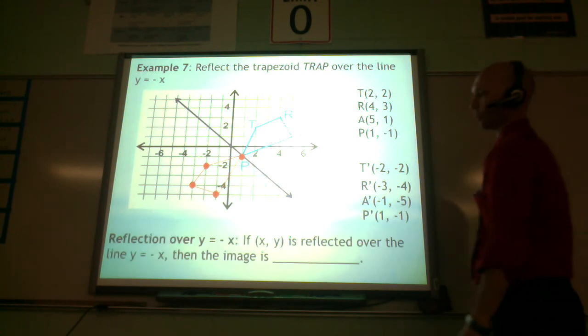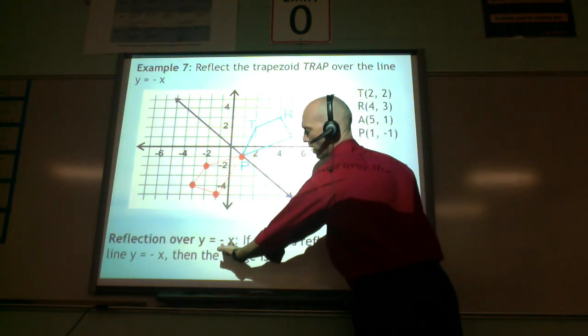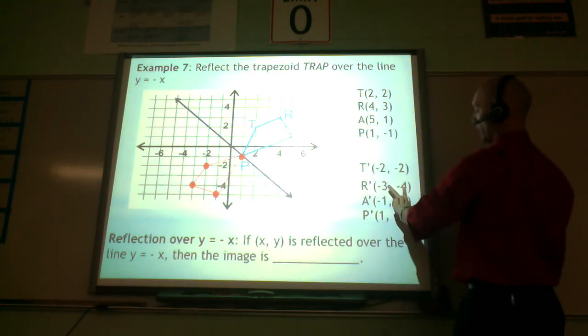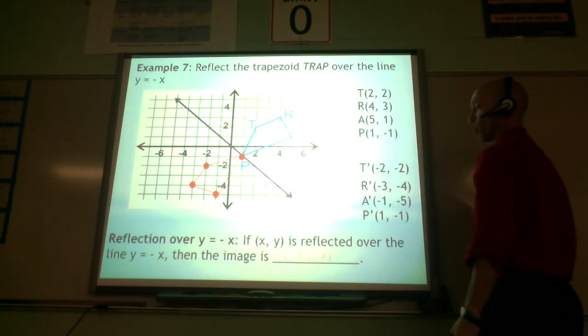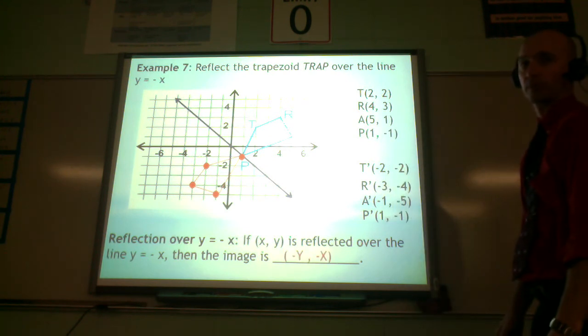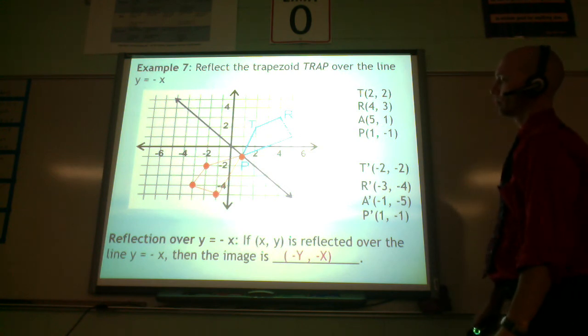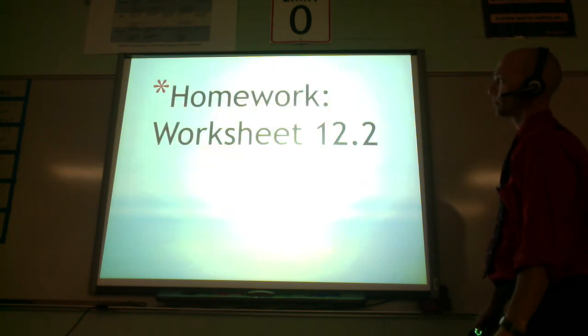Okay. So here's your new definition. If you were to flip over the line of y equals negative x, we started with x, y. We took x, y, we flipped it to y, x, and we changed both the signs. And that's it.